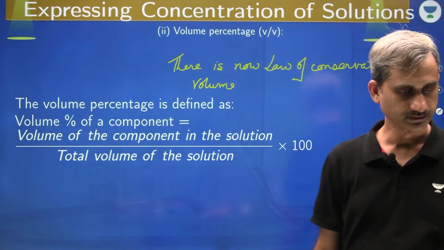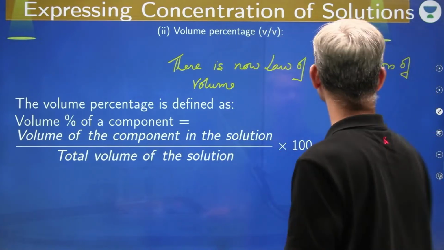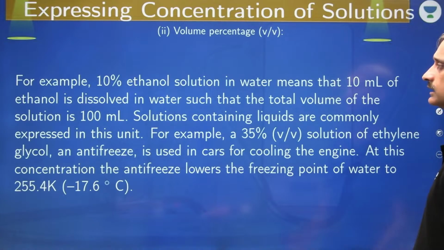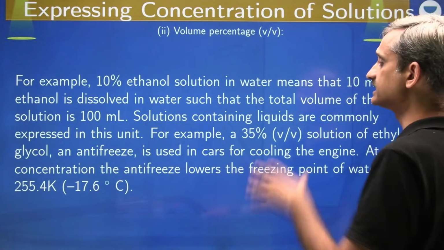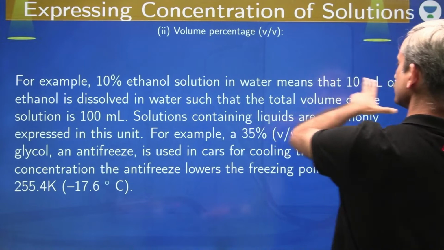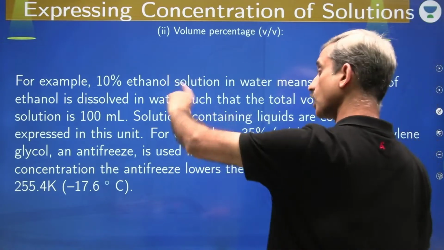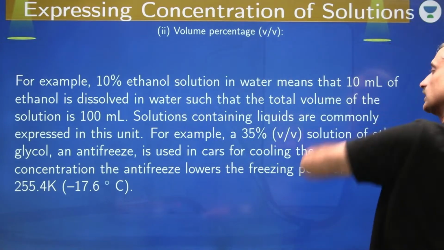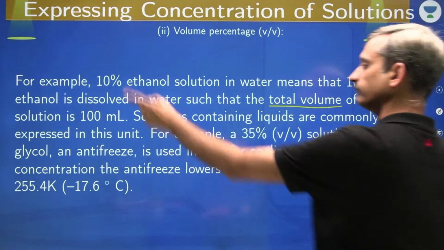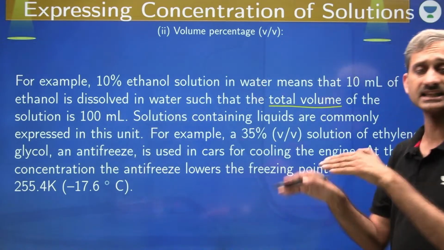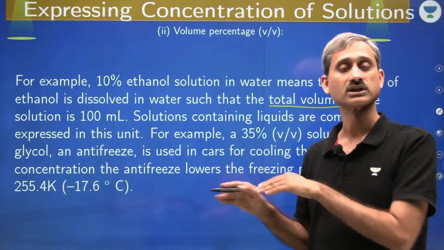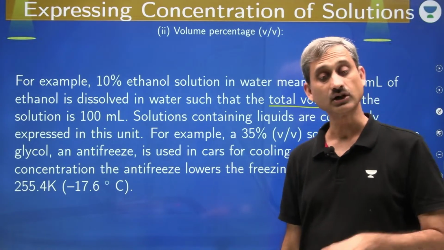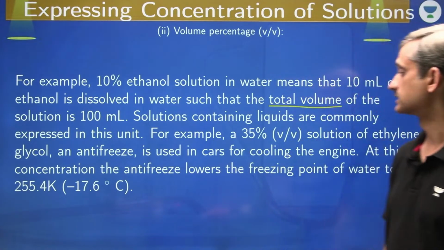Is this clear? Okay. So, here as you can very well see in NCERT, 10% ethanol solution in water means that 10 milliliter of ethanol is dissolved in water such that the total volume of the solution is 100 milliliter. Please remember, the NCERT has not mentioned what is the volume of water, because they cannot. Is this clear?